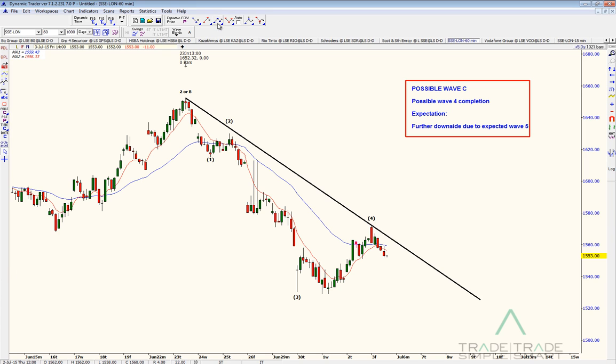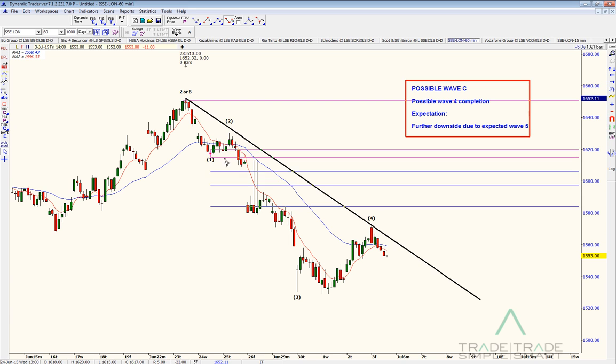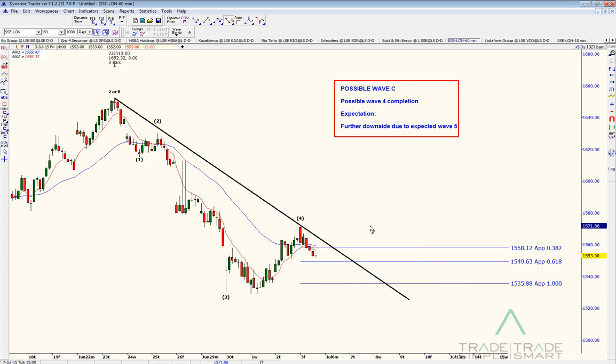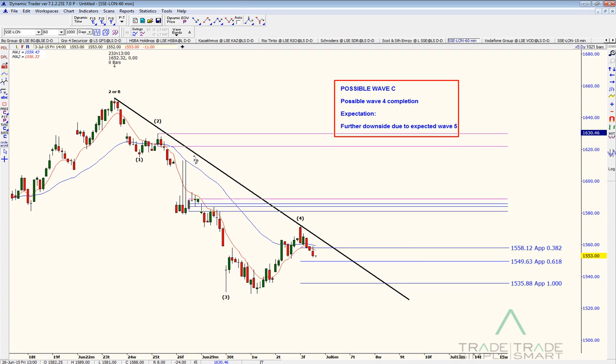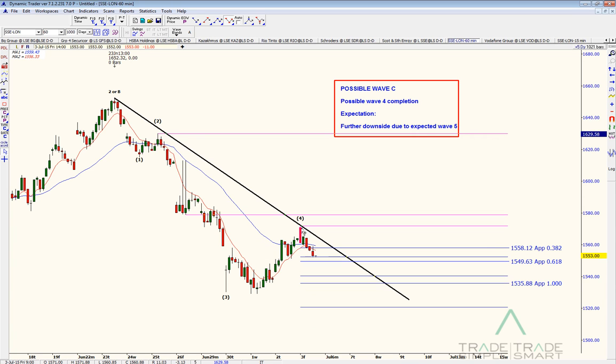What we typically do here is we will project the possible future termination of the fifth wave, and then we will look to see if that coincides with our cluster zones on our daily time frame. So I'll make a few projections here. We'll take wave 1, project that from wave 4. We'll take some further APPs of the price action and we'll project those from wave 4 also.